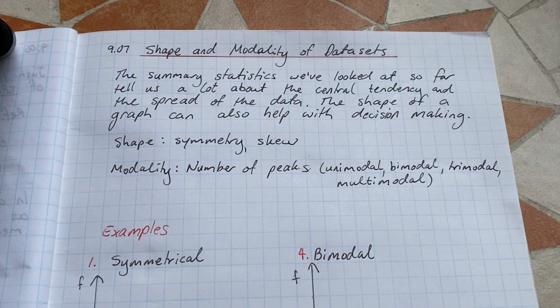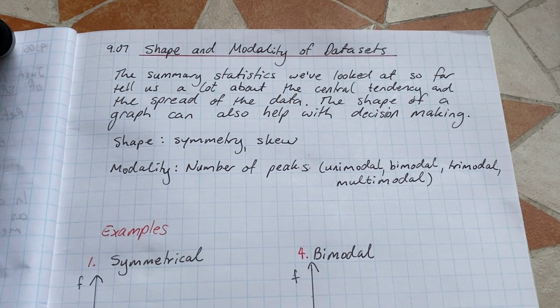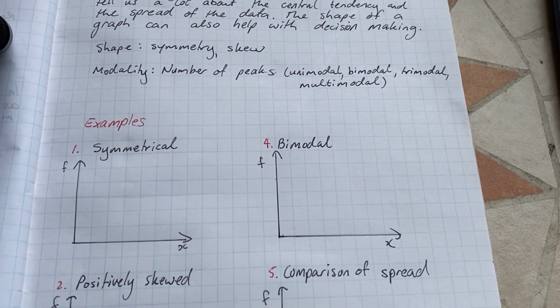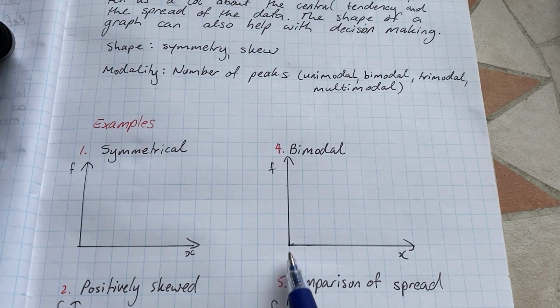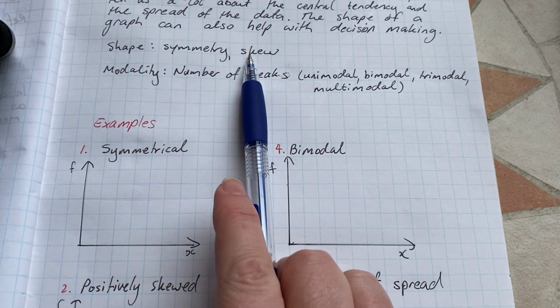Now, the shape of the graph can also help a lot when it comes to decision making. The whole point of studying statistics is to be able to make decisions from the data. The shape of the curve can give you a pretty good idea of central tendency and spread without even doing the analysis. So when we're looking at the shape, we're considering things like symmetry and skew.